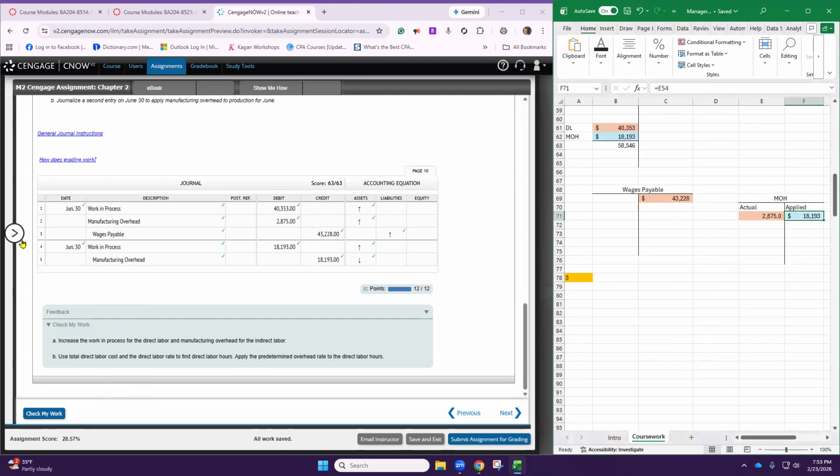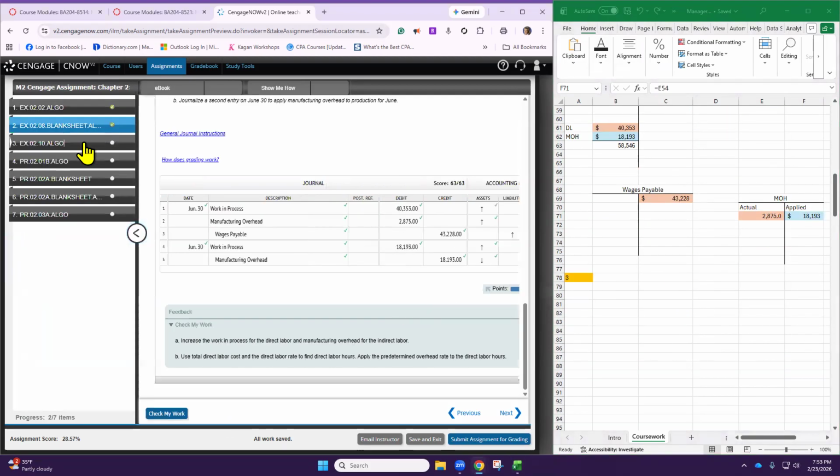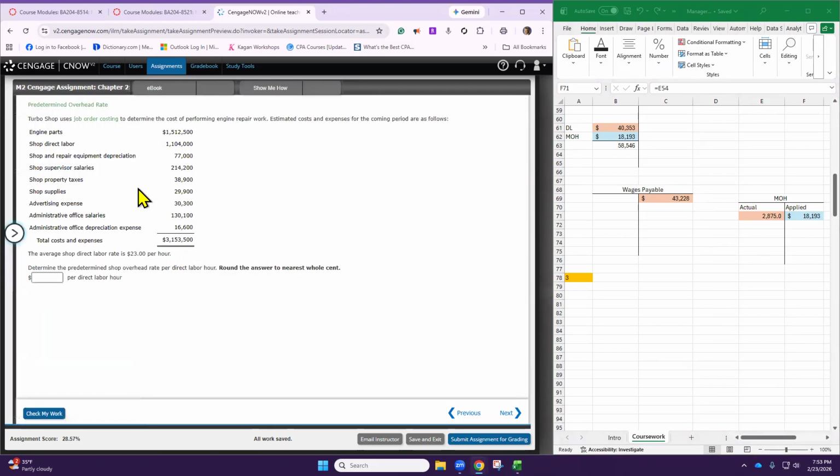All right, let's go to number 3 now. This is a predetermined overhead rate. So what we want to do is we've got to separate these things out. We do not want direct materials, so we do not want engine parts. We do not want direct labor. What we've got to come up with is our overhead rate. So let's figure out what manufacturing overhead is.